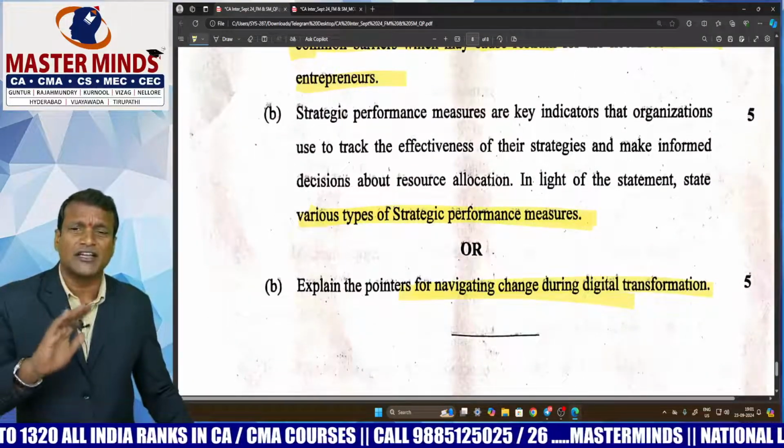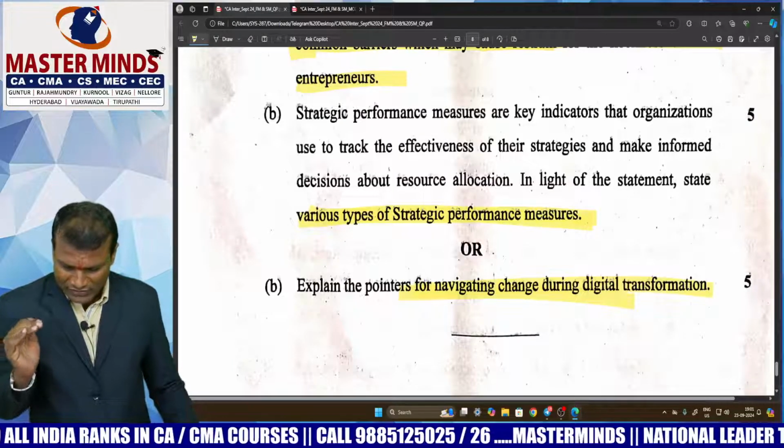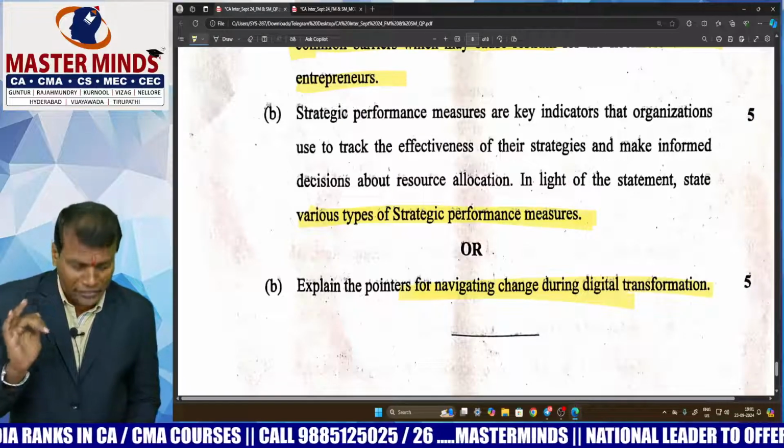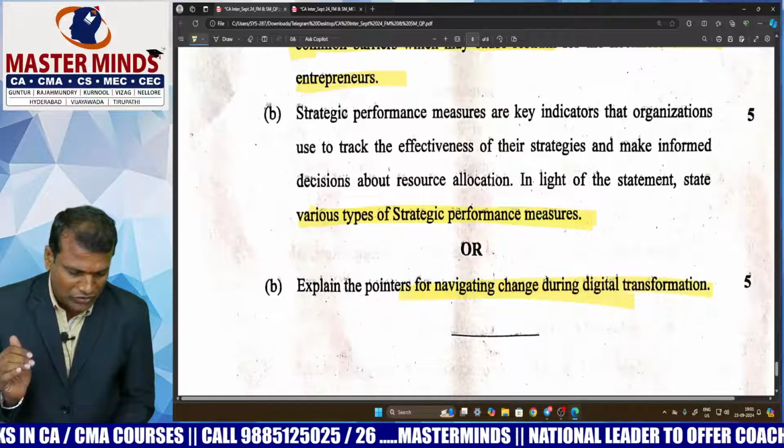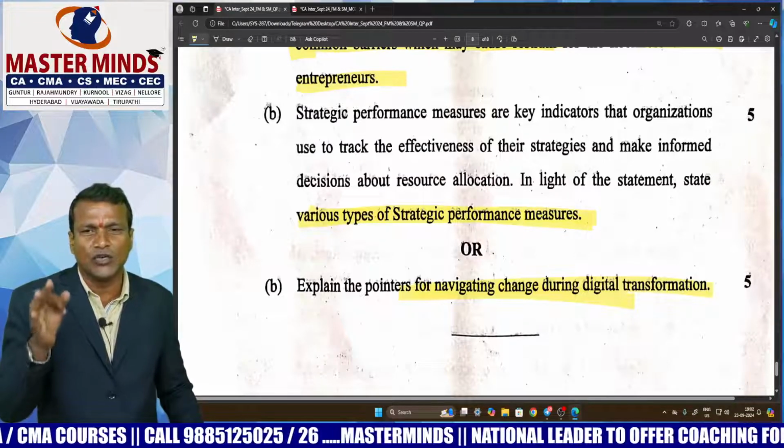And last one, there is an internal choice for question 8b, known as 8c, question number 8b, internal choice. How to manage change during digital transformation. This is also a newly inserted topic.